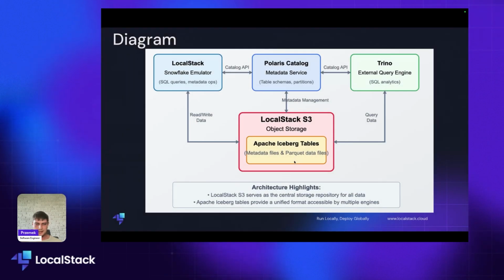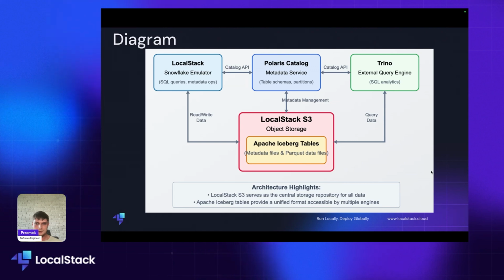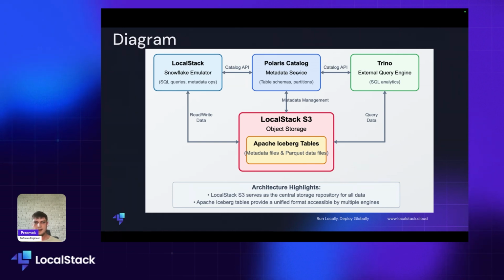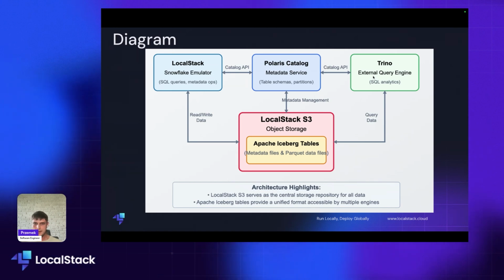So before I start, I would like to present a diagram of what's going on in this demo. So we have 4 different components. One is LocalStack Snowflake emulator. Second one is Polaris catalog. Then we have LocalStack S3 object storage bucket, which would contain Apache Iceberg tables with all metadata files and Parquet data files, and also Trino, which is a distributed query engine as an external query engine, just to show the interoperability in Polaris catalog.